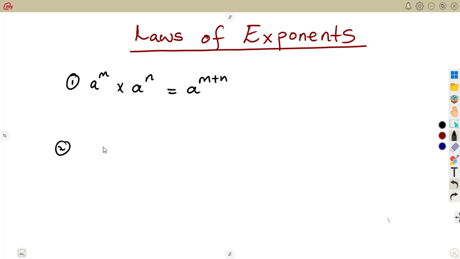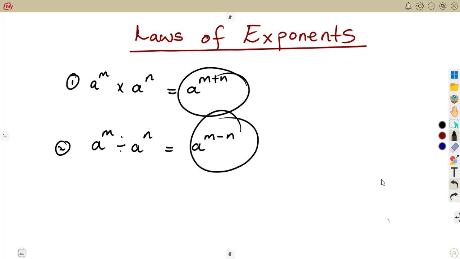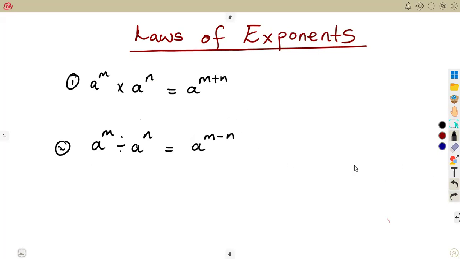Number two, when it is a division, a to the exponent of m divided by a to the exponent of n, we are going to subtract. For a division, you subtract these exponents. So it's m minus n. So this is a law. A law, you're supposed to know how to use this law. So like I said, guys, this is just like a recap of your grade 8. So I'm just going to quickly list all the laws.